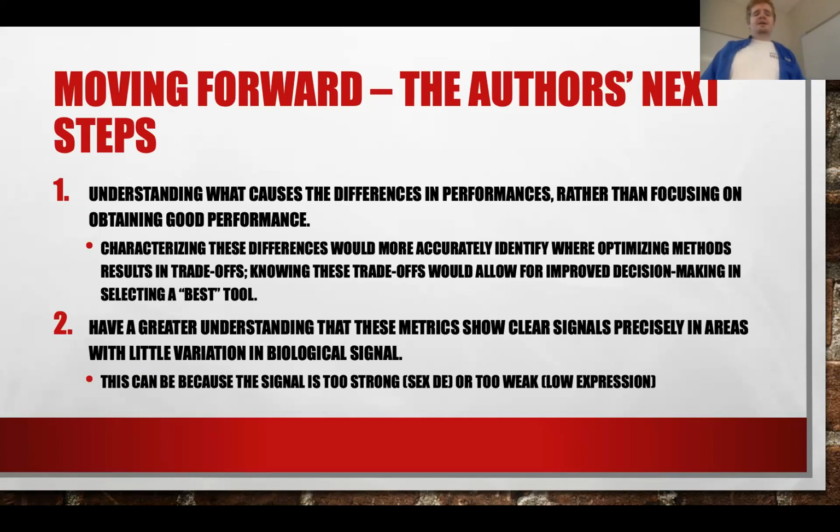Their second step is to have a greater understanding that these metrics show clear signals precisely in areas with little variation in biological signal. This could be because the signal is too strong, such as sex differential expression, or too weak, in the case of low expression. So, in short, there's not a lot of understanding of the biological variation between the different alignment tools, and this is something that needs to be addressed going forward, and it's something to keep in mind with your data.